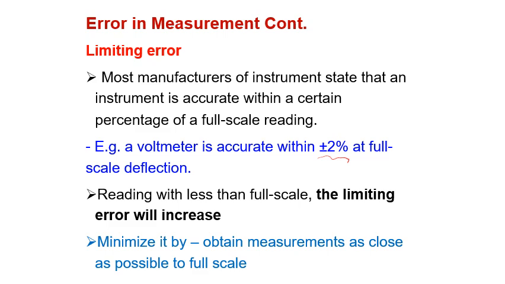But keep in mind that the 2% applies if you are reading at full scale. What does it mean? If I am measuring 100 volt with a meter having a scale of 0 to 100 volt, then the error will be plus or minus 2%. Now, what if I use the same meter, with a scale from 0 to 100, to measure 20 volt? What will be the error? The error is going to get bigger, as we move farther from full scale toward 0.